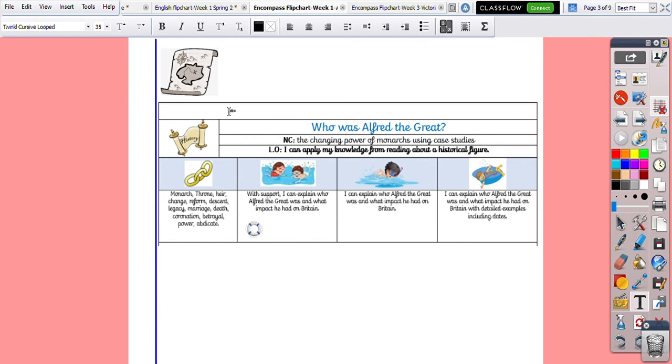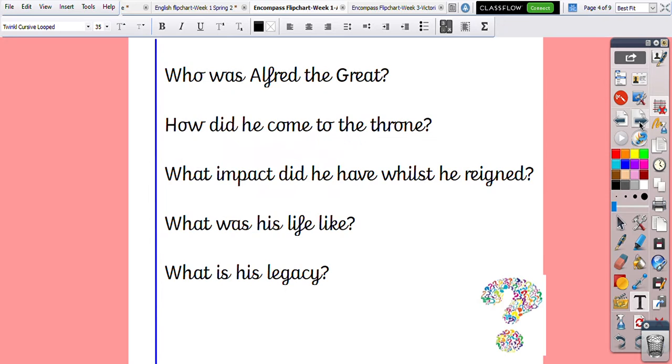So your first week's lesson is all about the monarch Alfred the Great. We are going in chronological order. So Alfred the Great will be the most far back in history that we go for this half term, and we will work towards the present day. So Alfred the Great is our first monarch of study.